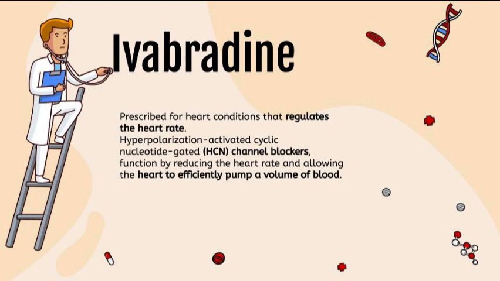Ivabradine is prescribed for heart conditions that involve regulating the heart rate. It functions by lowering the heart rate through the targeted blocking of an ion channel in the heart known as the If current. Hyperpolarization-activated cyclic nucleotide-gated (HCN) channel blockers function by reducing the heart rate. This allows the heart to efficiently pump a volume of blood, with each beat effectively circulating it throughout the body.